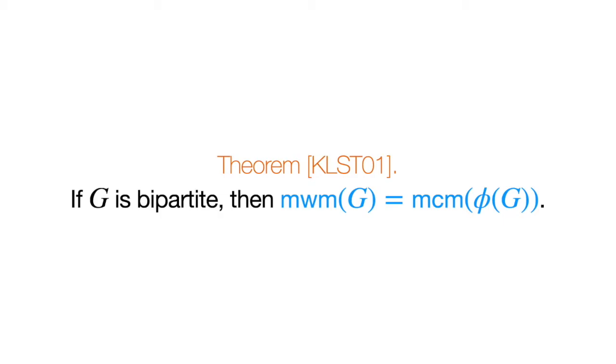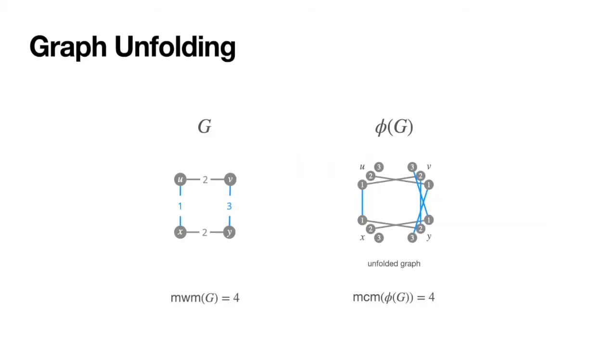The following theorem says that for bipartite graphs, the size of the maximum matchings in the original and unfolded graphs are the same. One direction is clear, since every matching in G corresponds to a matching in phi of G with the same size. Just take all the copies of each edge in the matching of G. The other direction is less clear, since matchings in phi of G might not use all the copies of each edge. Nevertheless, for bipartite graphs, the theorem says that you can never increase the size of the matching by unfolding the graph.